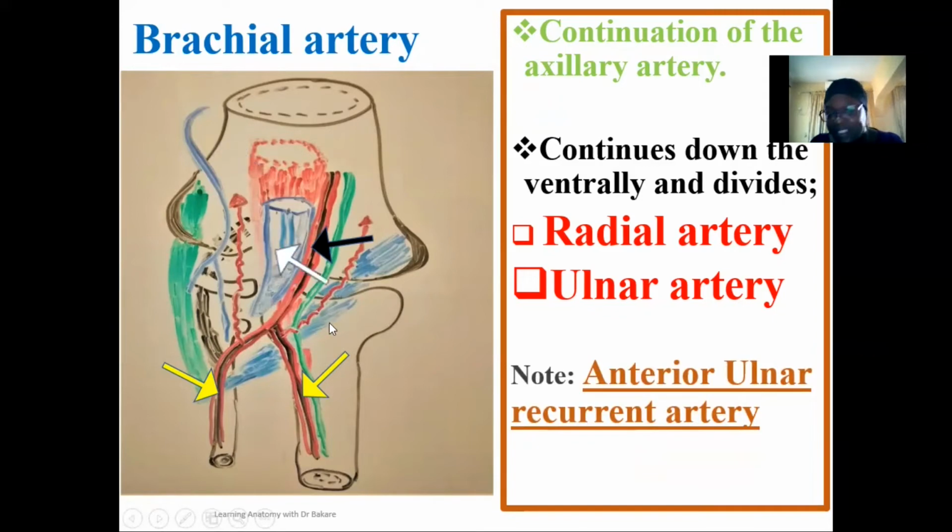This is the anterior ulnar recurrent artery. This artery emerges from the ulnar artery, which is a division of the brachial artery. As the anterior ulnar recurrent artery emerges, you see it ascending upward. So this is one of the structures, the medial components that are seen in the cubital fossa.